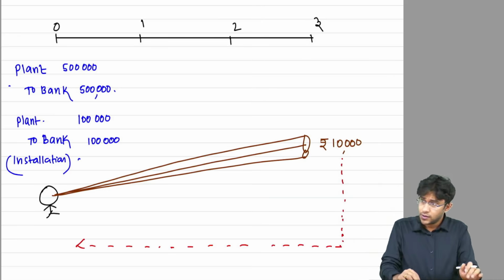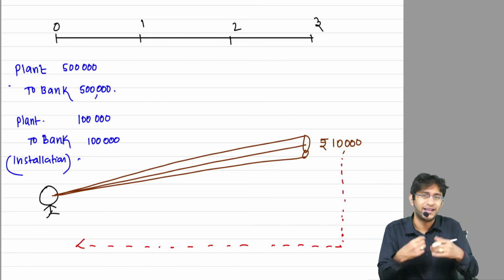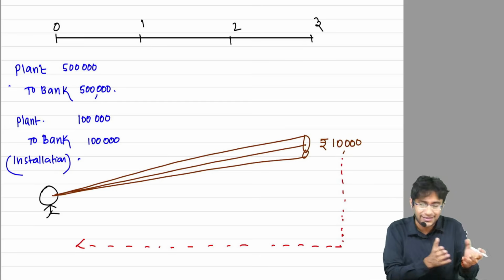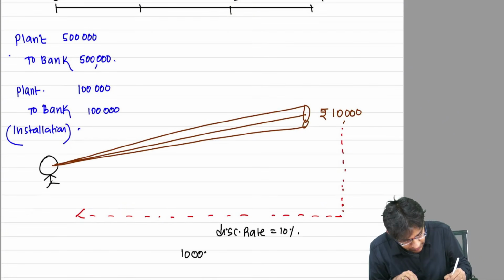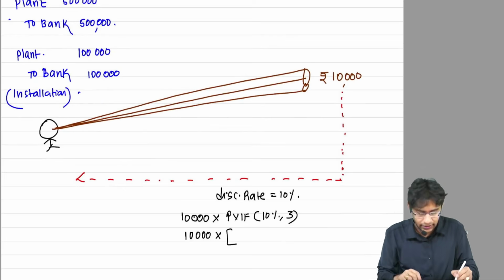Discounted to today. Sir, what discounting rate should I use? Your borrowing rate you should use, because it's like I'm promising to pay some money to somebody at a later date. So imagine my discounting rate is 10%. So 10,000 rupees into PVIF 10% third period. 10,000 into, I hope you understand how to compute PV factor.